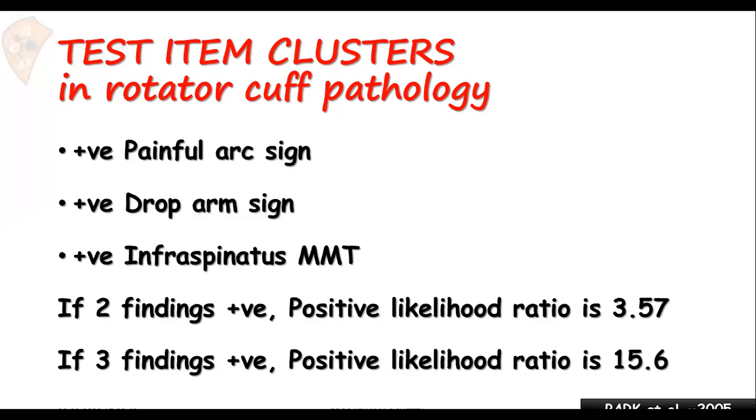When it comes to rotator cuff tear, you have positive painful arc sign, you have positive drop arm sign, and you have positive infraspinatus MMT. If any two of these findings are positive, the positive likelihood ratio is 3.57. If all three findings are positive, the positive likelihood ratio is 15.6. So if all three are positive, it's much better.